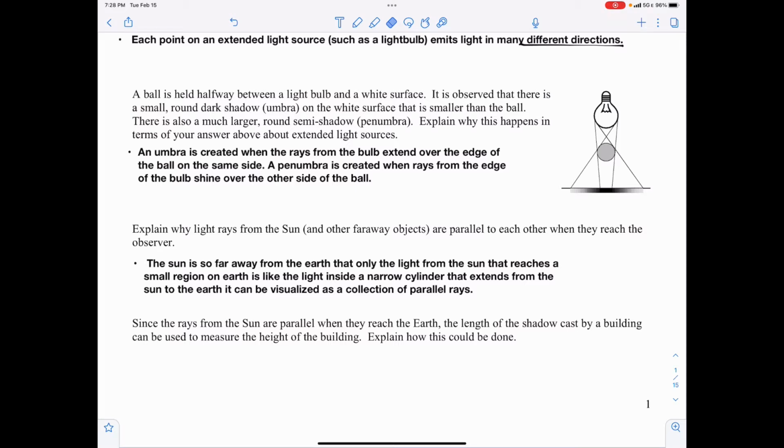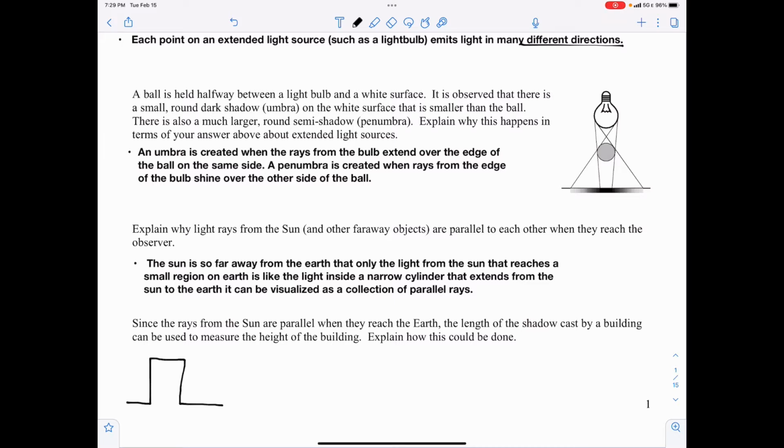Since the rays from the sun are parallel when they reach the earth, the length of a shadow cast by a building can be used to measure the height of the building. Explain how this is done. Okay, this is how we can take a look at this one. Let's say we have, we'll draw this down below. So say we have a building.